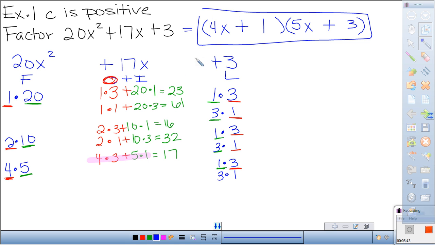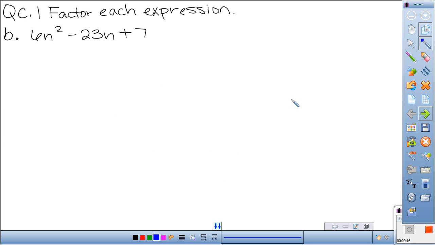But if you want to check to make sure that your answer is correct, all you need to do is FOIL. So let's quickly FOIL. 4x times 5x, 20x squared. 4x times 3 plus 12x. 1 times 5 plus 5x. And finally 1 times 3 plus 3. Combine like terms. 20x squared plus 17x plus 3. So you see we do end up with what we started with, and this is in fact our answer. Now I know that was a lot to swallow, so let's try one more just like it.